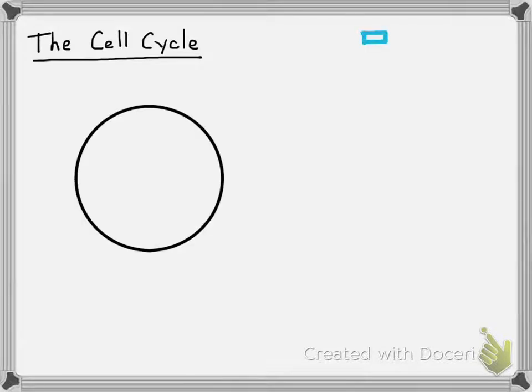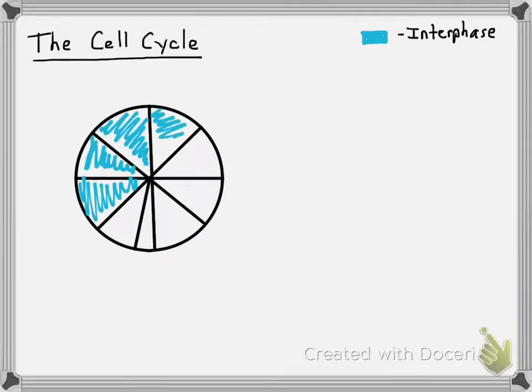And the cell cycle is composed of two big things, and then one of those big things is broken up into three things. Okay, so this first part that I've shaded of this circle that I've broken up into a bunch of pieces, that's what we're going to use to represent something called interphase. And the interphase is where the cell spends most of its time.